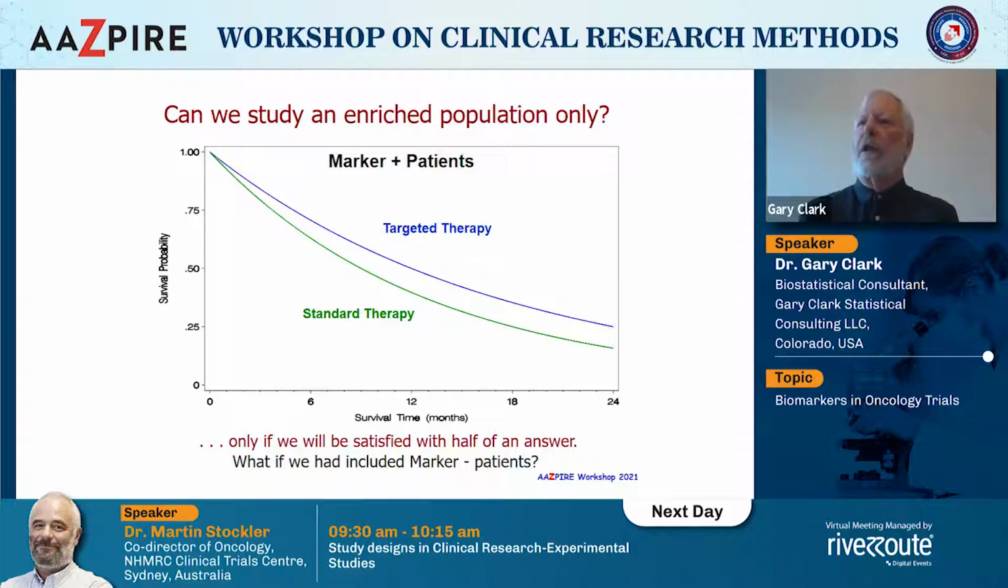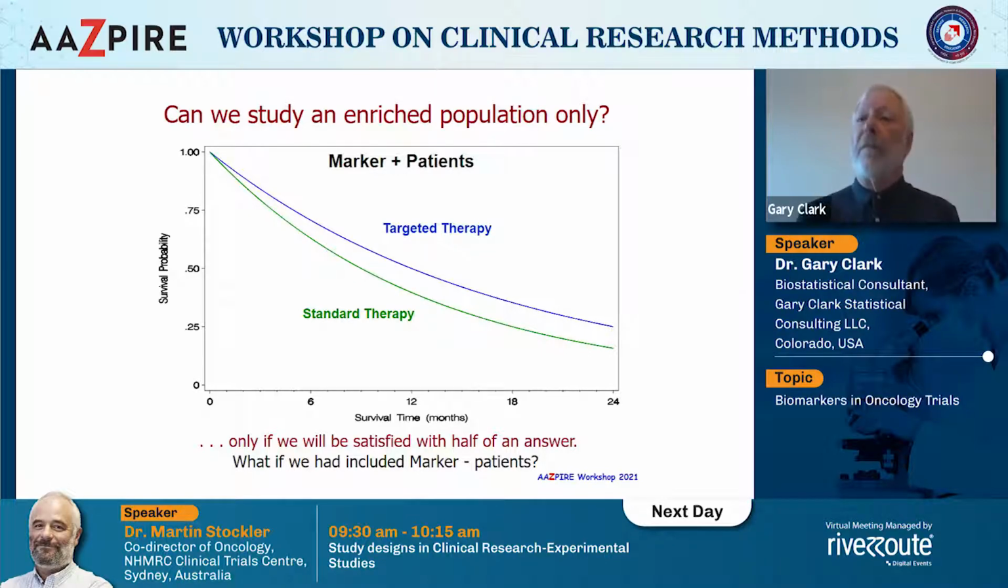Well, what about studying an enriched population only? So now we're going to take just the marker positive patients. We're going to randomize them, and treat them with either standard therapy or targeted therapy. And we have a wonderful survival curve. And we can draw the conclusion that if you have a marker positive patient, they are going to benefit more from the targeted therapy than they will from the standard therapy. So that's a good conclusion, but I would suggest that we've only answered half of the real question, because we really don't know what would have happened if we would have treated the marker negative patients.